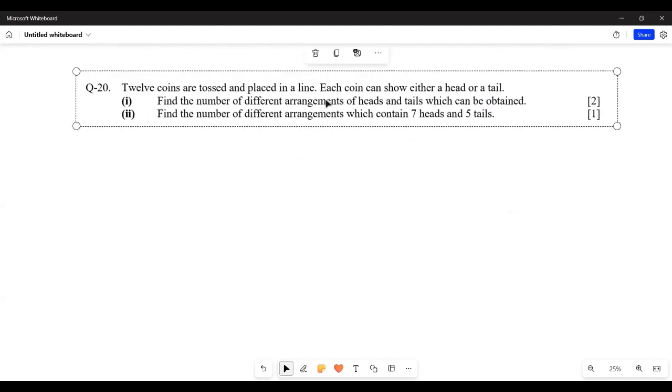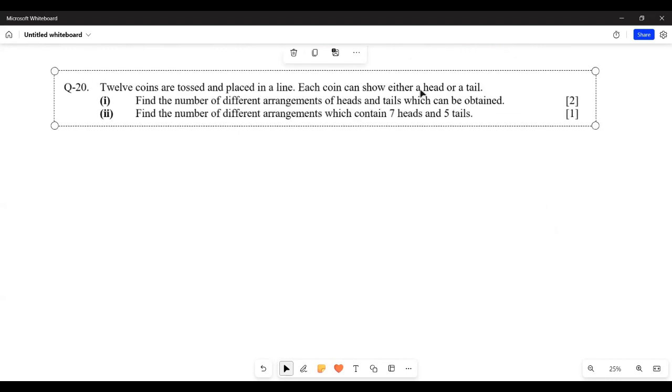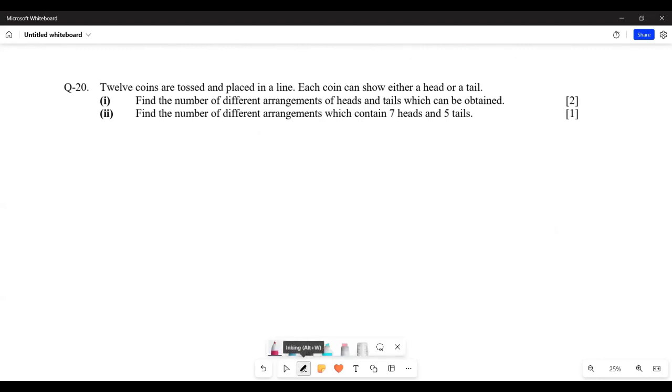Twelve coins are tossed and placed in a line. Each coin can show either a head or a tail. Find the number of different arrangements of heads and tails which can be obtained. Okay. We're going to use the basic counting principle here.